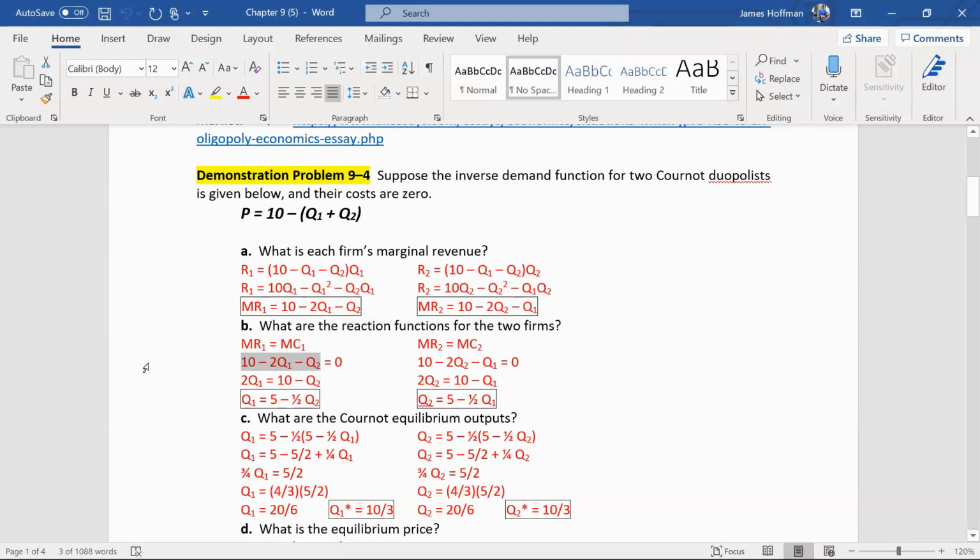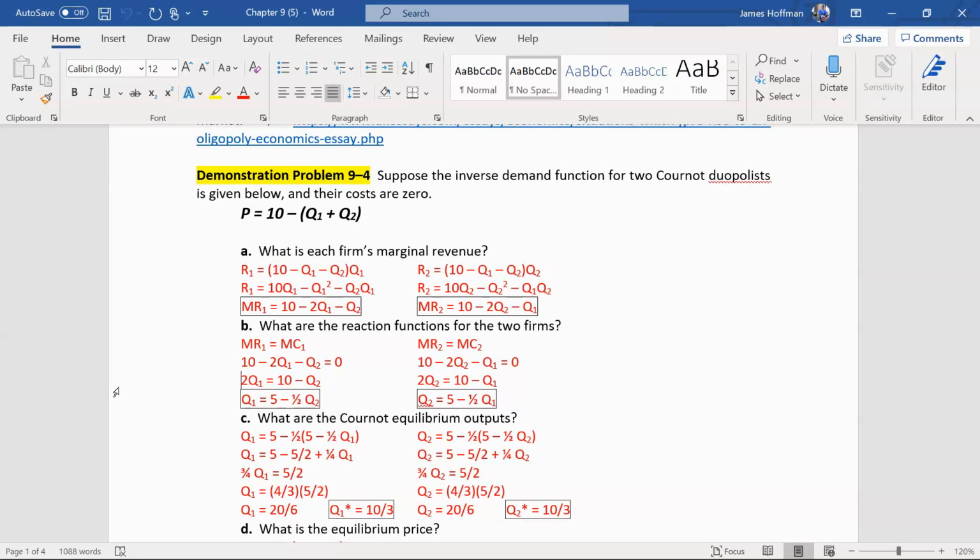So set MR1 equal to MC1. MR1 is 10 minus 2Q1 minus Q2, and MC1 is 0 because there's no cost. Okay, and then all you have to do is solve for that firm's output as a function of the other firm's output. So you want to find Q1, because this is firm 1, as a function of Q2. And that is firm 1's output choice based on the other firm's output, its competitor. So this would be like Sony's output decision based on Microsoft's output. We call that the reaction function.